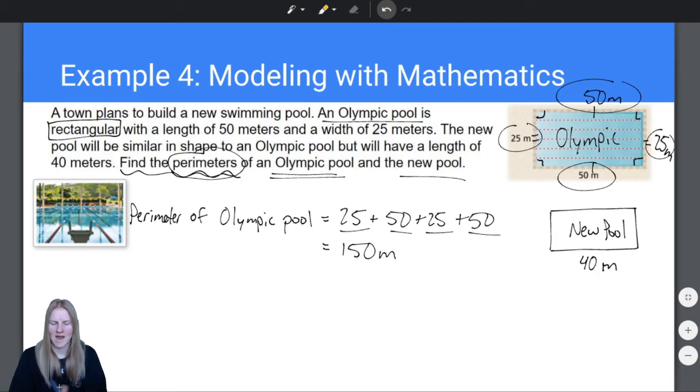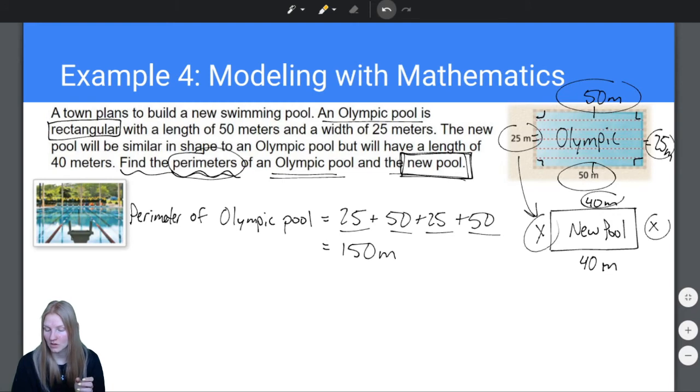Now, how can I find the perimeter of the new pool? I know that this side is going to be 40 meters, but I don't know what the width of the new pool is. Now, you could use the fact that these are similar figures and treat this like the problem in the entry task. You could just say, this is x, and I can find x because these are similar figures, and then you can add up all of the sides. You could do that, and if that works for you, go ahead and do that.